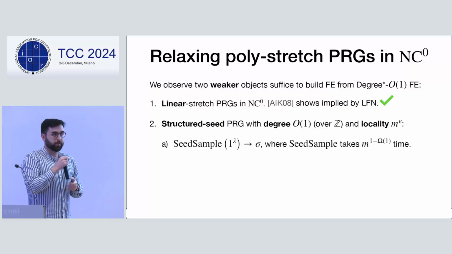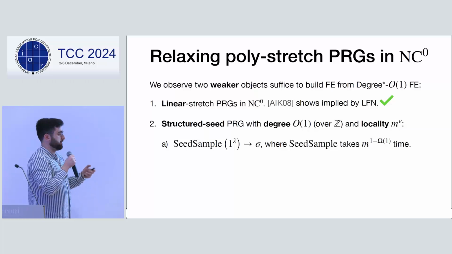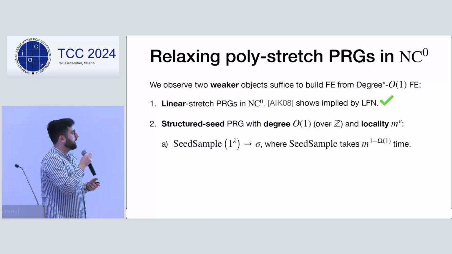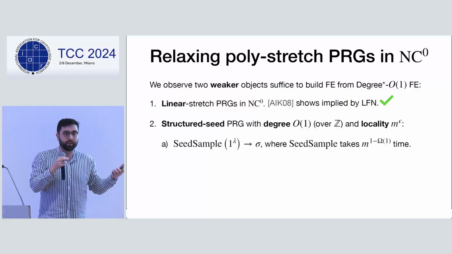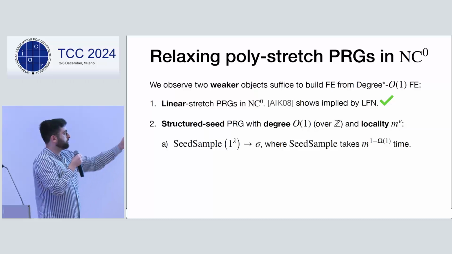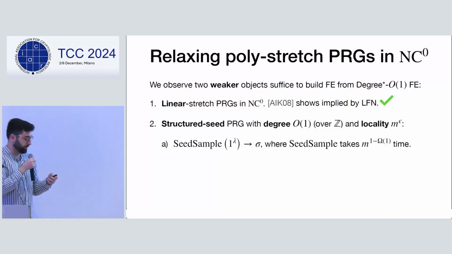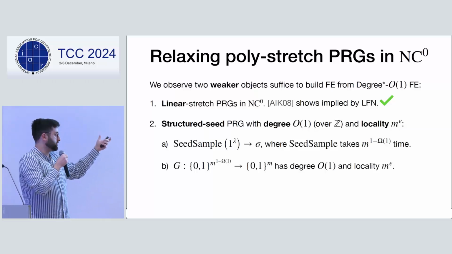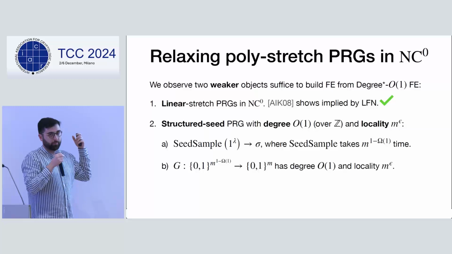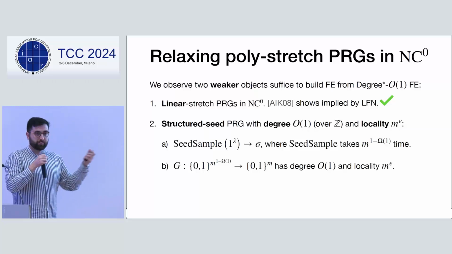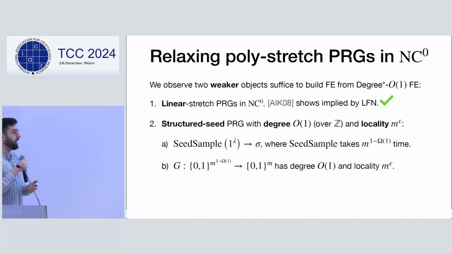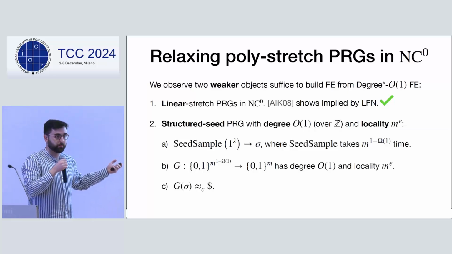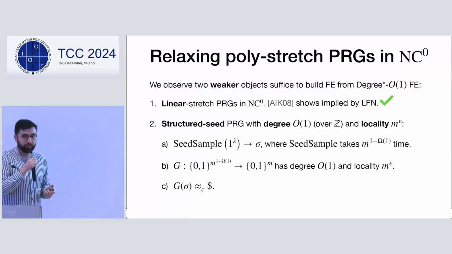What do I mean by a structured seed PRG? I mean that there's a seed sampling algorithm that outputs some seed sigma, where the sigma does not have to be uniformly random. And this whole algorithm, so in particular the length of the seed, has to be sublinear in m, the output length. And then the expansion function, the PRG G, expands from sublinear in m to m bits, has constant degree over the integers, and some small polynomial locality, as I said. And of course, we want it to be pseudorandom when applied to one of these seeds from the sampling algorithm.